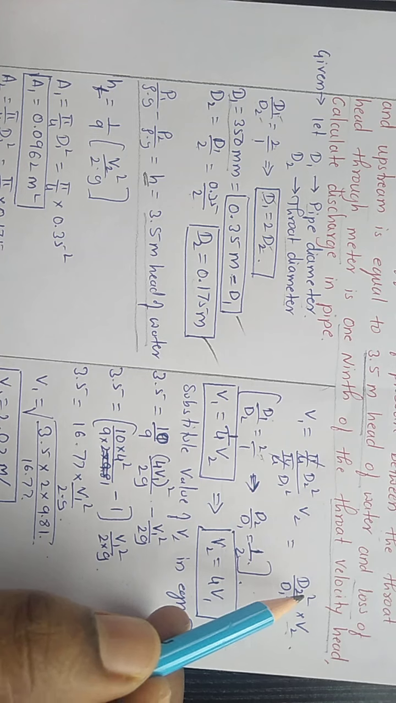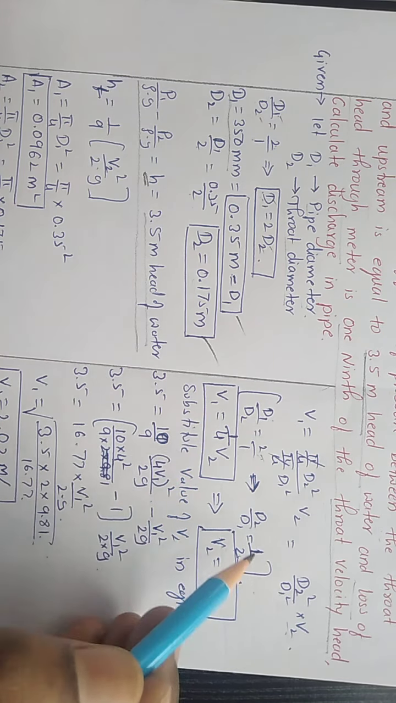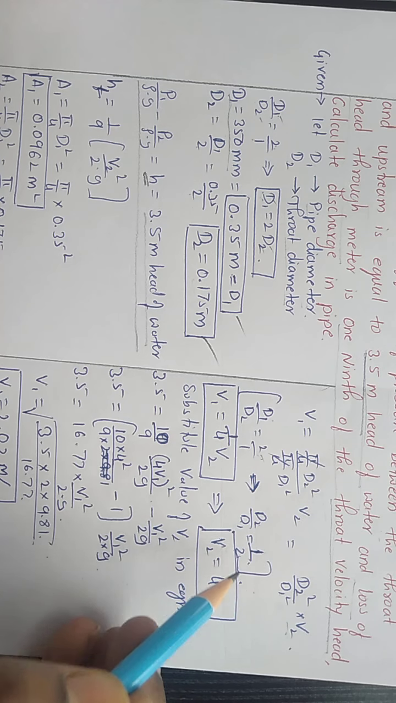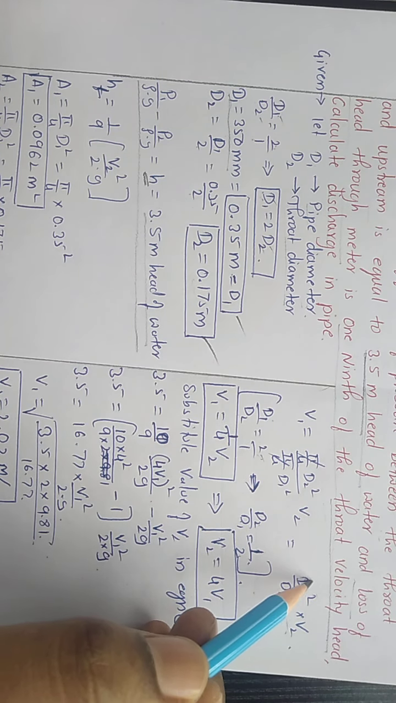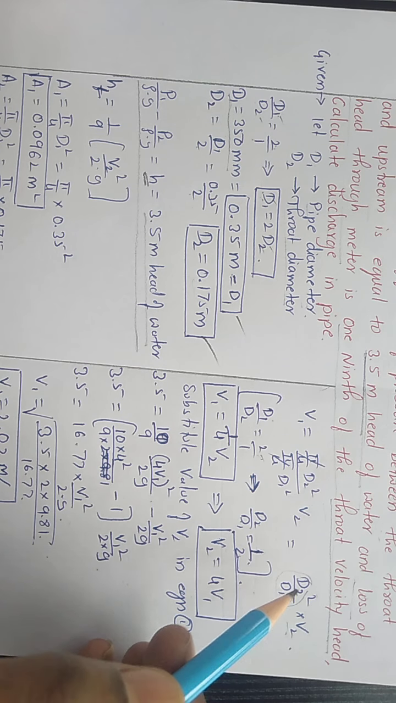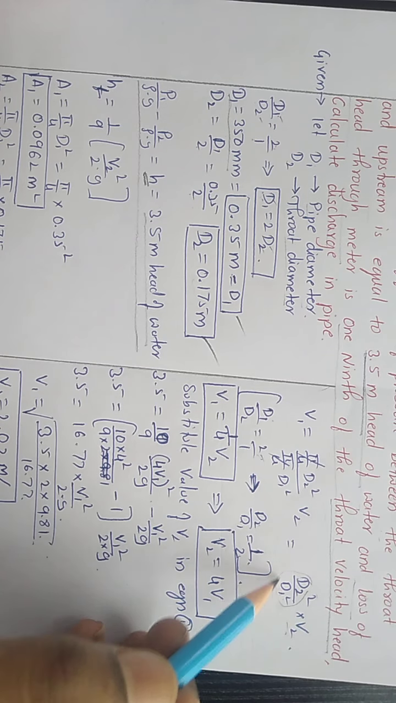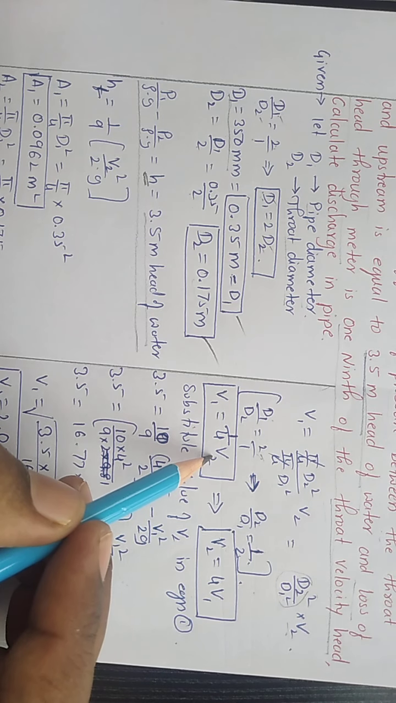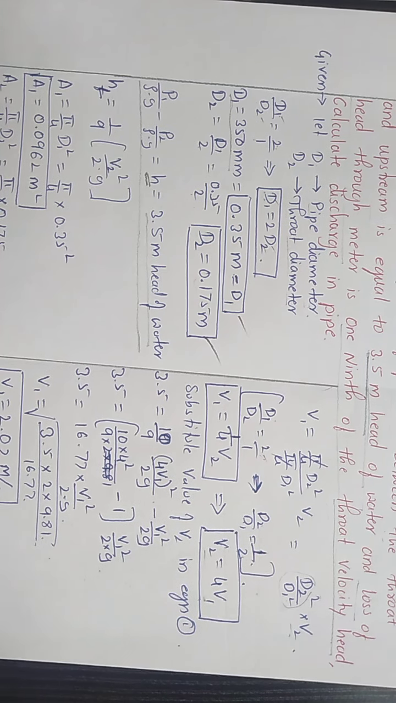Now here we have d2 by d1, so just interchange this. D2 by d1 will be 1 by 2. Substitute here d2 by d1 equal to 1 by 2. So whole square, we get v1 equal to 1 by 4 v2. So v2 is equal to 4 v1. Now I have built a relation between v1 and v2.